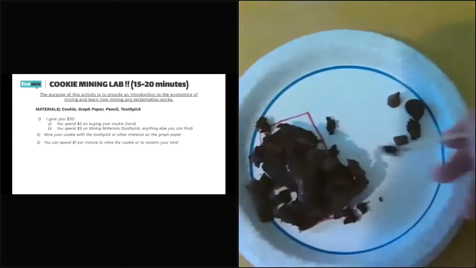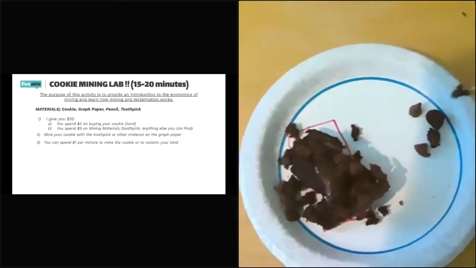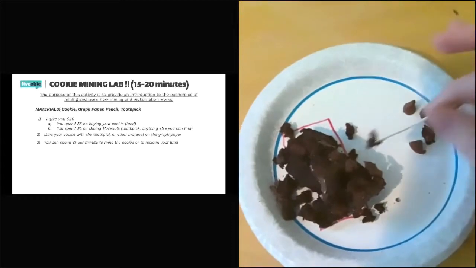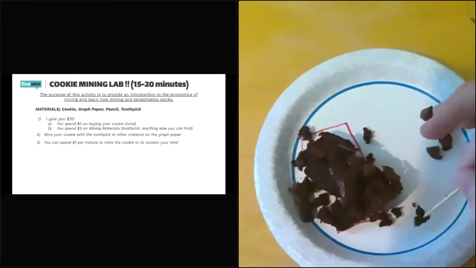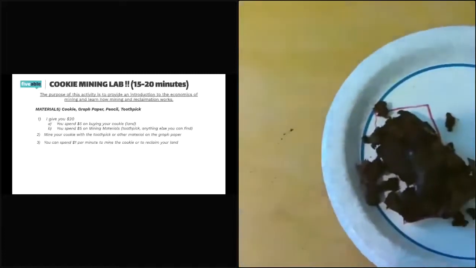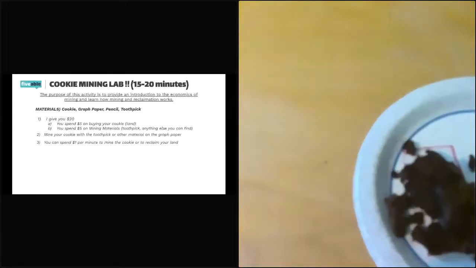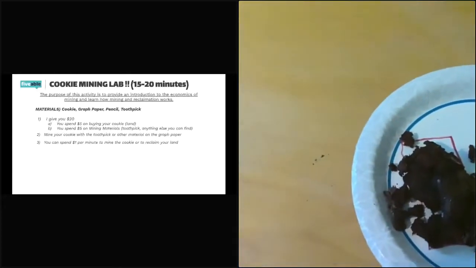Now you see I spent a few minutes mining, and I got some more, so I can sell these chocolate chips for some money and make some money back. But then I also have to go reclaim all of this land, so that's going to cost even more money. I'm lazy, so I'm not going to reclaim my land right now, because we definitely don't have time for that, and that would take me way too long.